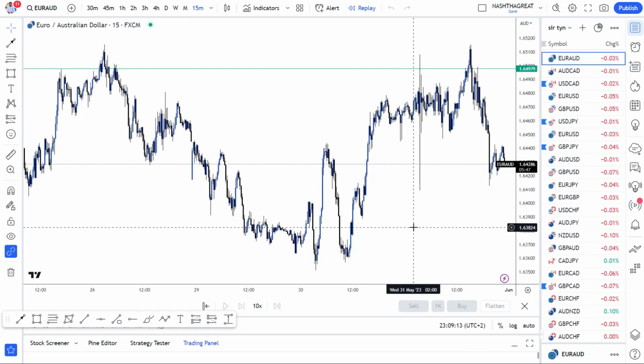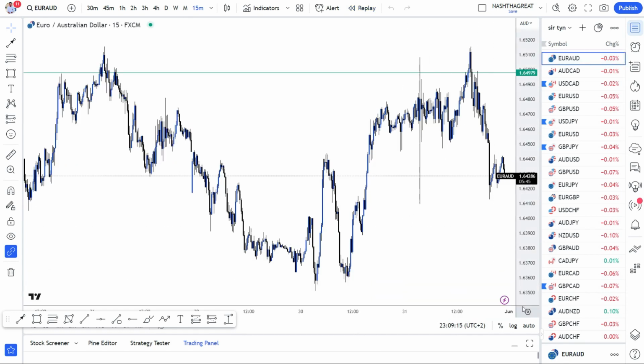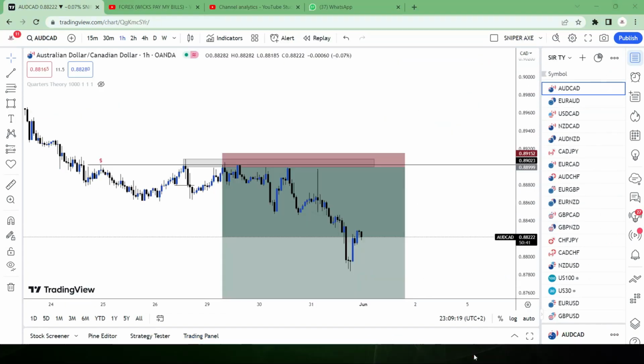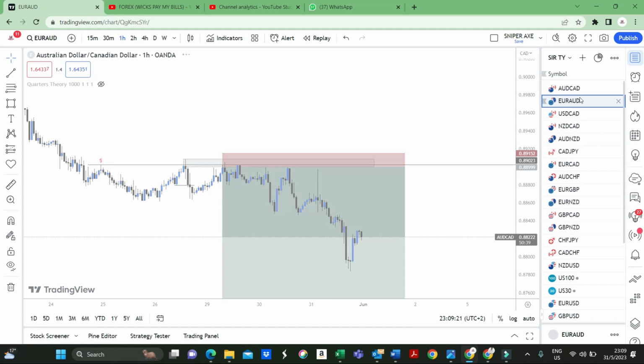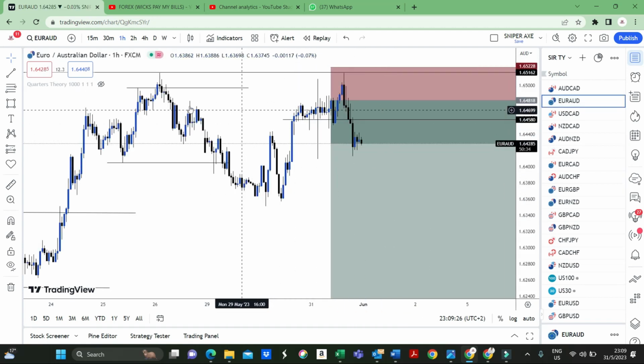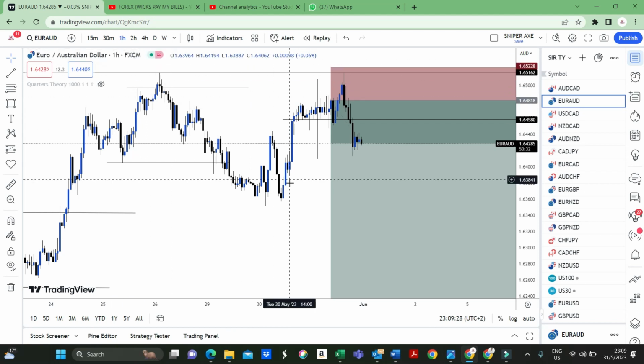So this is Euro AUD, right? So on Euro AUD, I had a trade. Let me just show you first from my other TradingView. This is Euro AUD. This is the trade that we actually took, right? So these are the steps all the way from H1, right?